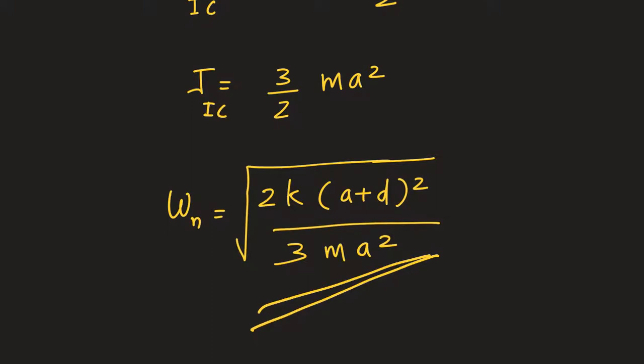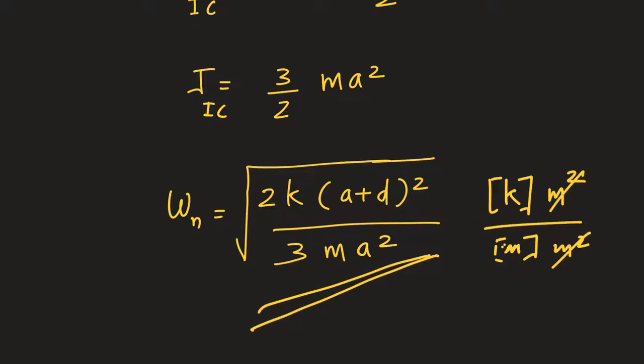It's a good thing to always make sure dimensions are consistent. You can see here the numerator has dimensions of stiffness times meter square, and the denominator has dimensions of mass times meter square. This meter square will get cancelled, so I'm left with dimensions of k by mass. That will definitely give me radians per second, or 1 by second dimension. So this is a quick check that I can always do to ensure that my equations are correct.